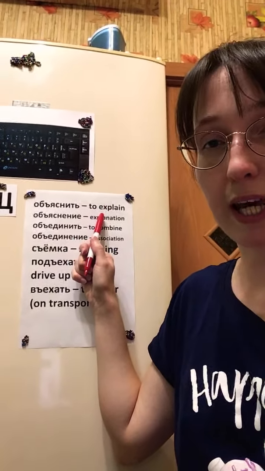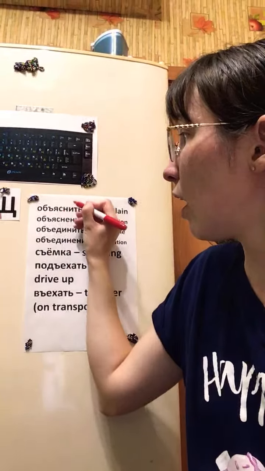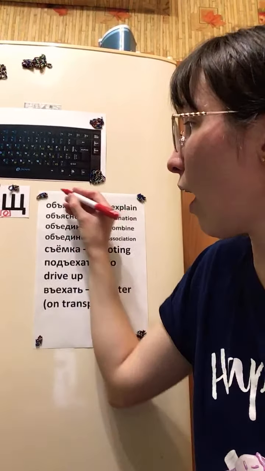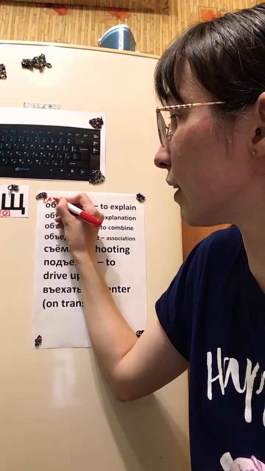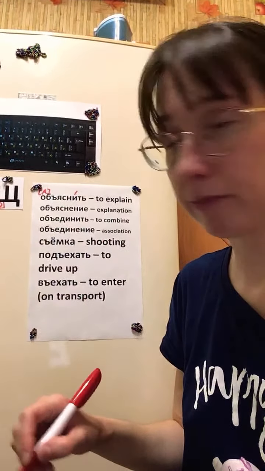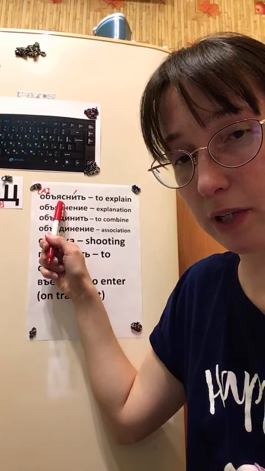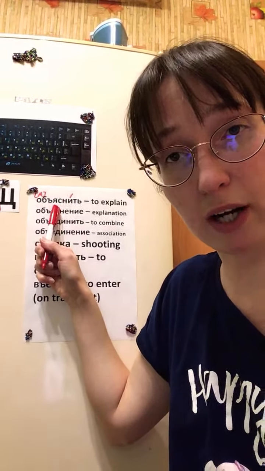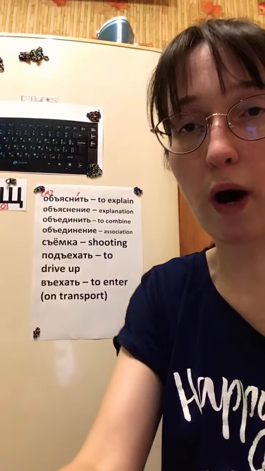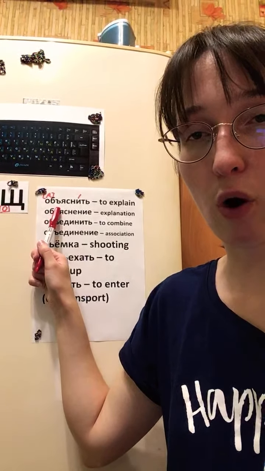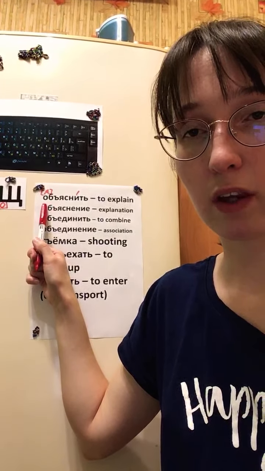To explain: ye is stressed, unstressed, or represents a sound. Ya is pronounced like in the alphabet. Try to read this word by yourselves first. 1, 2, 3, 4, 5.